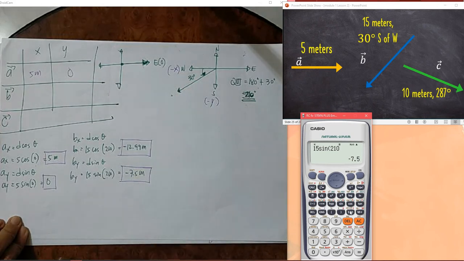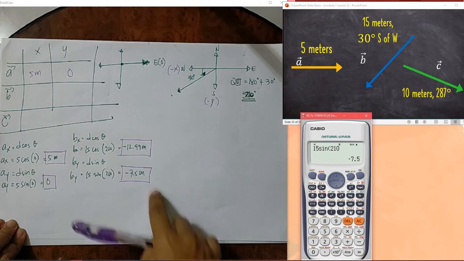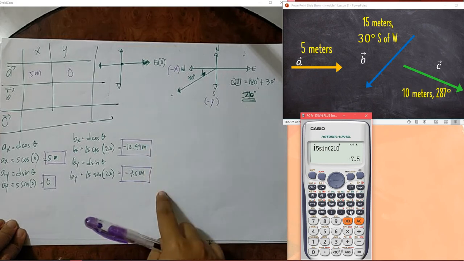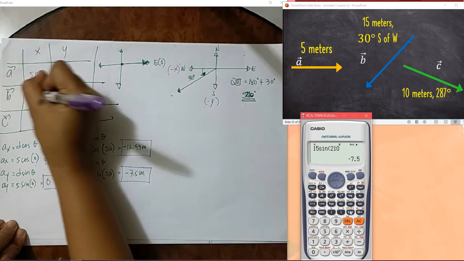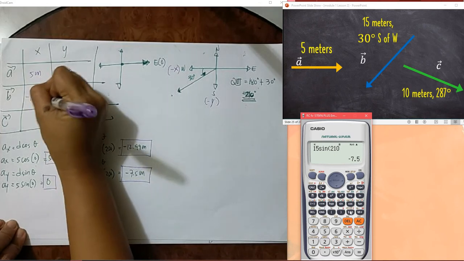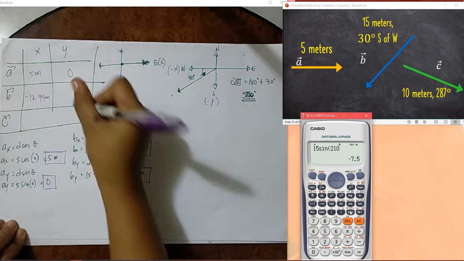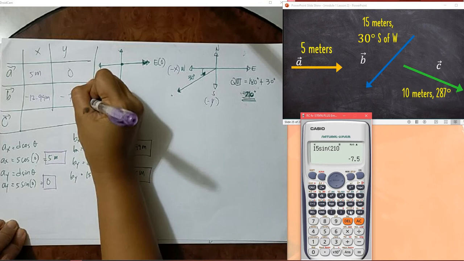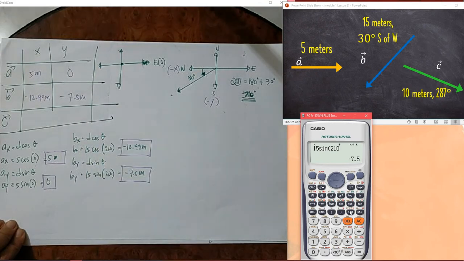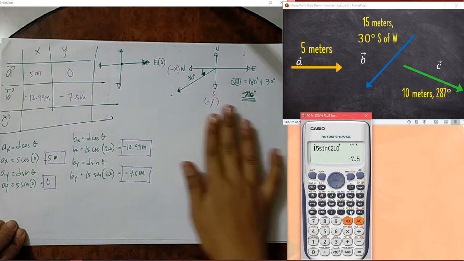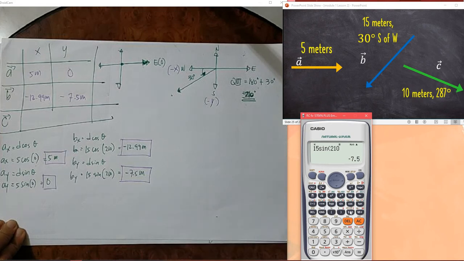Okay? Now, it's time for us to write the values. Let's put the values in the table. So, we have negative 12.99 meters for the x and negative 7.5 meters for the y. Now that we are done with our vector b, it's time for us to solve for our vector c.